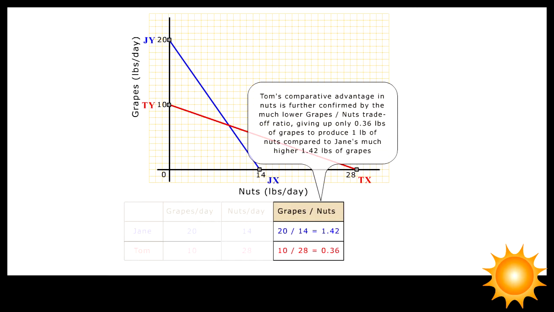We can also confirm that Tom has a comparative advantage in producing nuts in terms of grapes foregone by computing the grapes to nuts trade-off ratios for Jane and Tom. To do this, we divide the maximum grapes output by the maximum nuts output for each worker. For Tom, he has to give up only 0.36 units of grapes for each unit of nuts. But for Jane, she has to give up 1.42 units of grapes for each unit of nuts. That is almost 4 times as high as Tom.